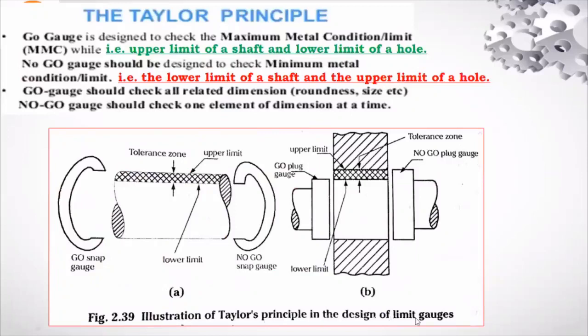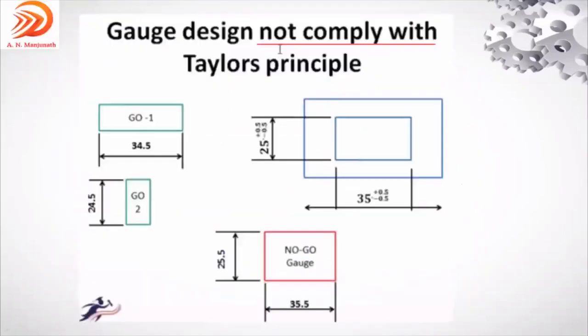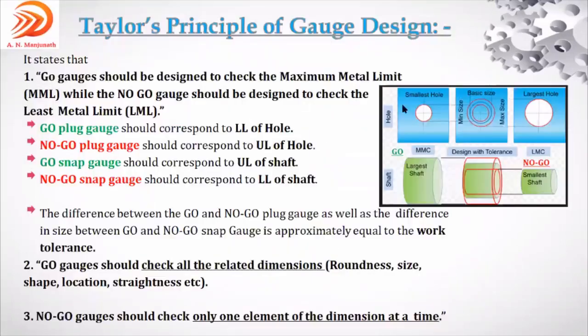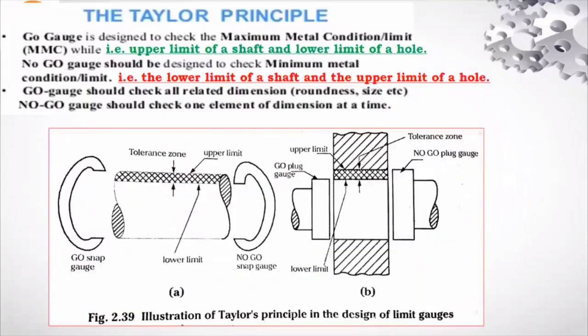The other topic is with respect to limit gauges. You can read at the bottom here: illustration of Taylor principle in design of limit gauges. The previous one we were discussing was Taylor principle of gauge design. Now, Taylor principle as used for the limit gauges. Limit gauges means using the plug gauge or the snap gauge for go and no-go.